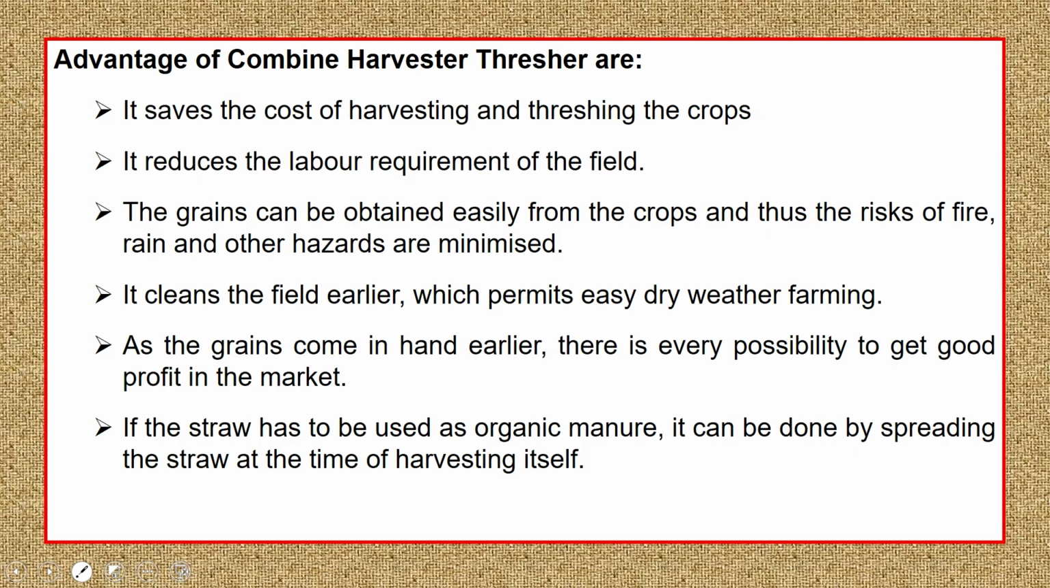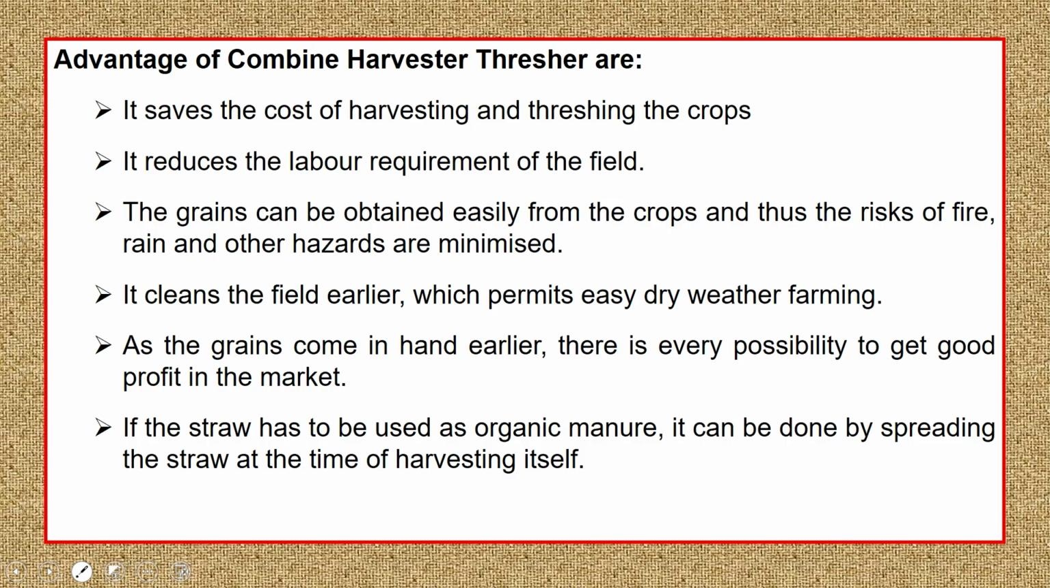You can't harvest hectares of land in one day with very few farm laborers, and meanwhile if rain comes or any cyclone alert happens, then you are unable to recover your crop, and that's how your crop is going to be lost. So it clears the field early, and that's how you can plan for the next season as early as possible, because the combine harvester harvests the crop, threshes the crop and keeps the field clean, giving the owner more time for planning for the next season.